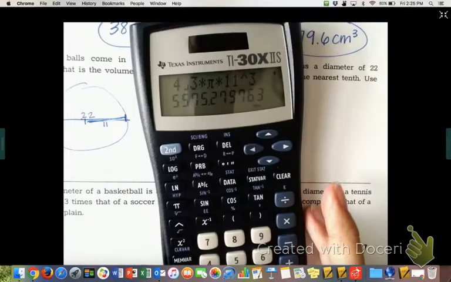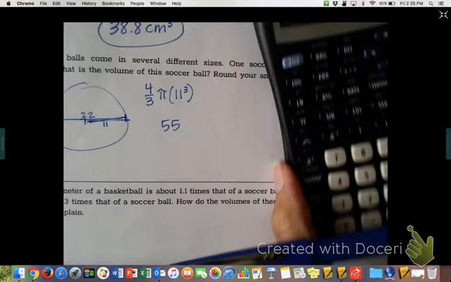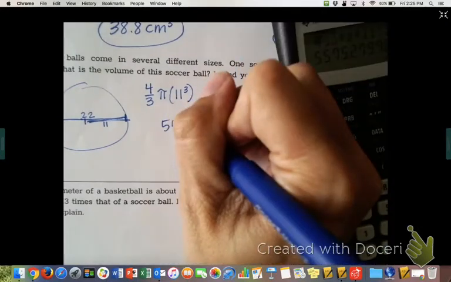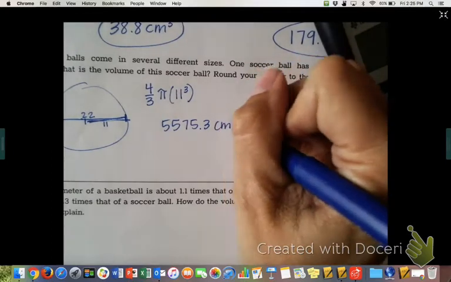5,575 that 2 gets bumped up to a 3. So 5,575.3, and that is centimeters cubed.